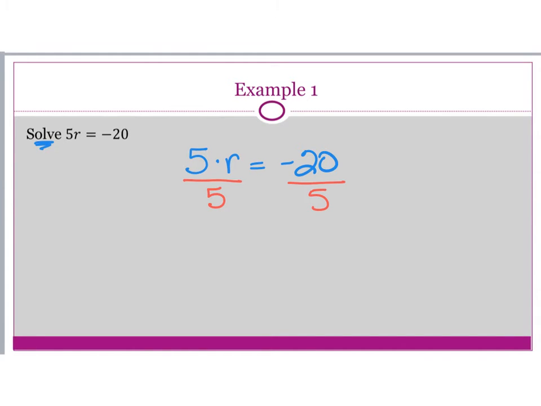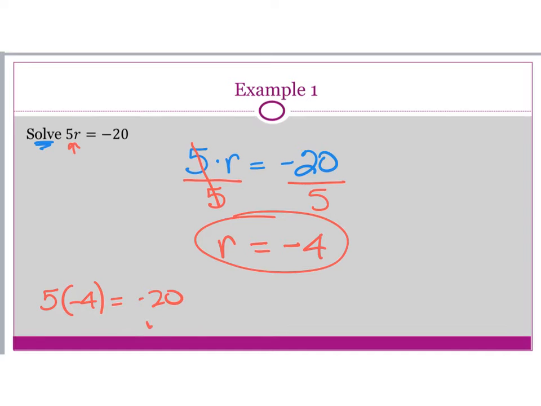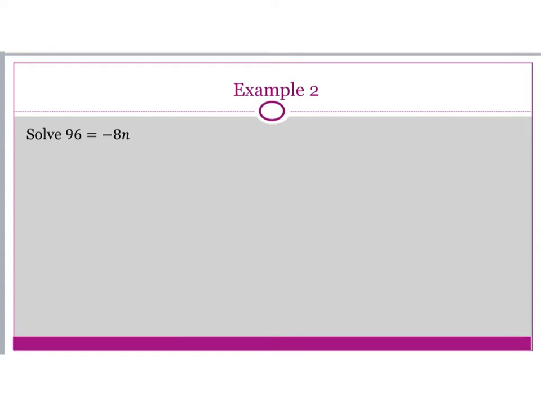Because remember, if you do it to one side of the equal sign, you have to do it to the other. So 5 divided by 5 is going to leave me with just 1, or 1r. And then negative 20 divided by 5 is going to give me negative 4. So this right here is going to be my solution. Now remember, you can always double check your work by plugging that back into the r up here at the top. So 5 times negative 4, does that equal negative 20? And the answer would be yes.